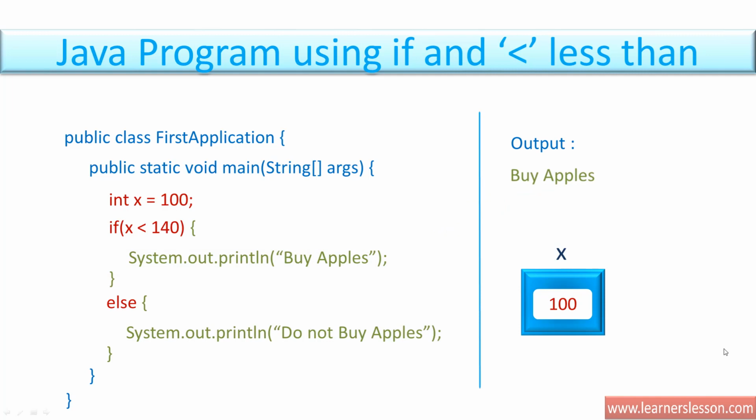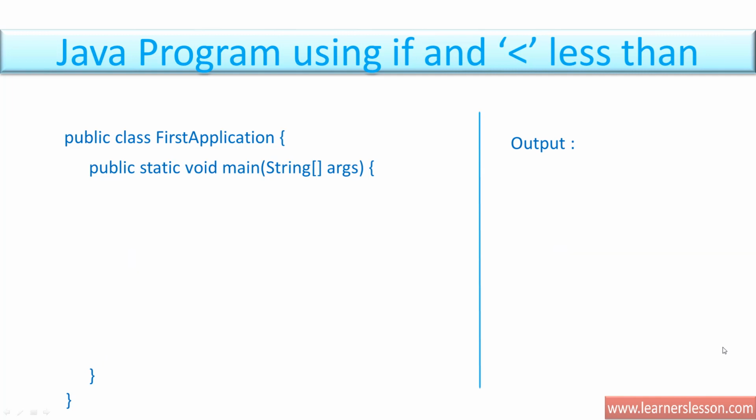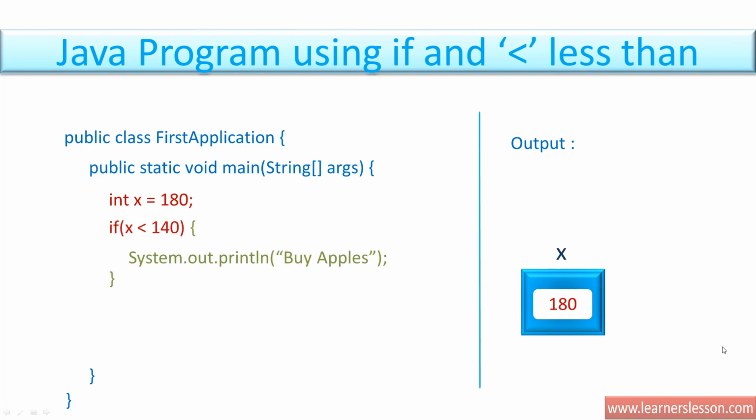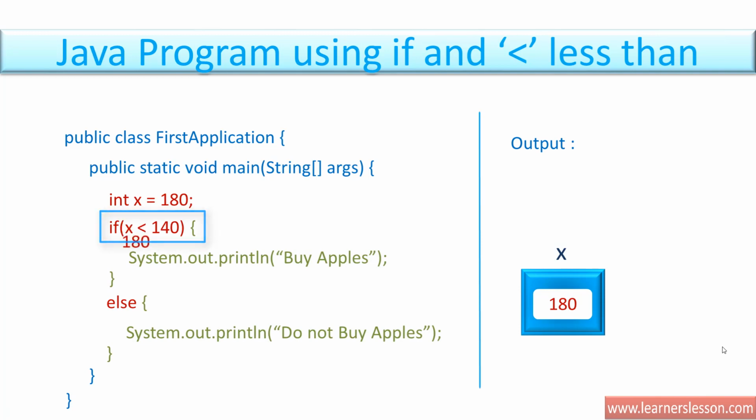Now let us see the second condition. So your friend goes to the market and finds that the price of apple is 180 rupees. So immediately he creates a variable called x and assigns it the value 180. Then he writes the if statement and also writes the else statement. Now what happens is, when it comes to the if statement, he compares what is there inside x.